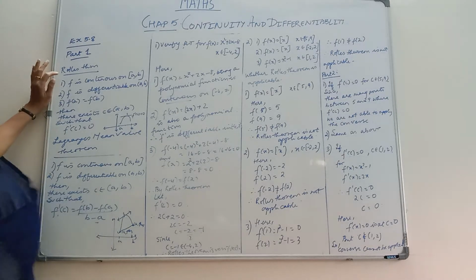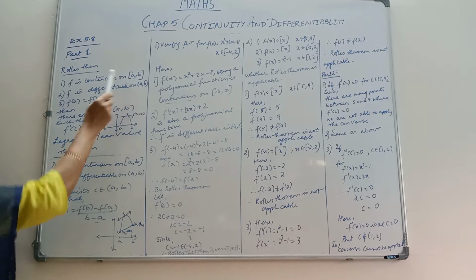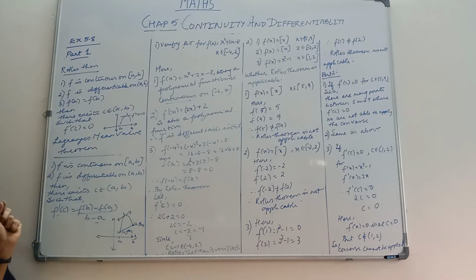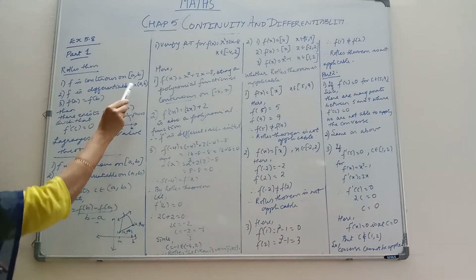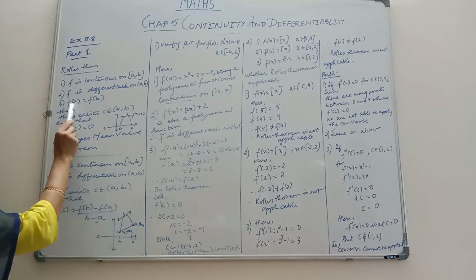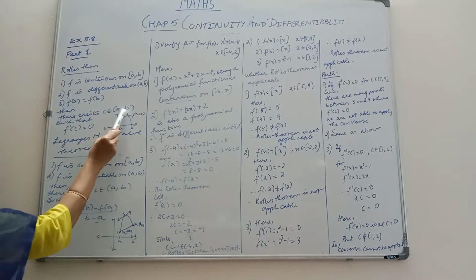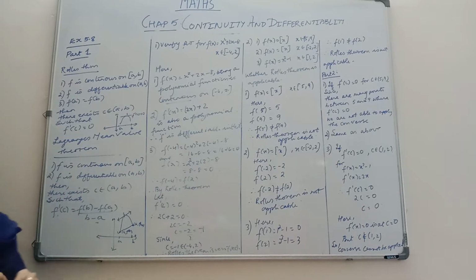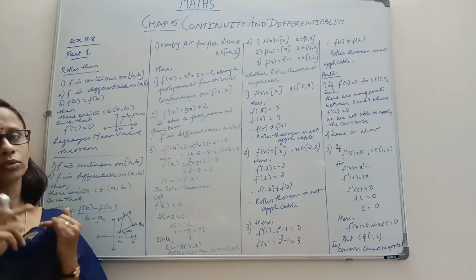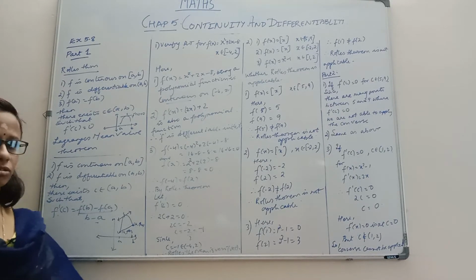So first, Rolle's theorem. The condition is that f is continuous on the closed interval [a, b], where the interval is where the function is defined. That's condition number 1. Condition number 2, f is differentiable on the open interval (a, b), and condition 3, f(a) equals f(b). If these three conditions are applicable, then there exists some c belonging to the open interval (a, b) such that f'(c) equals 0. So if conditions 1, 2, 3 are applicable, then f'(c) will be equal to 0, where c belongs to (a, b).